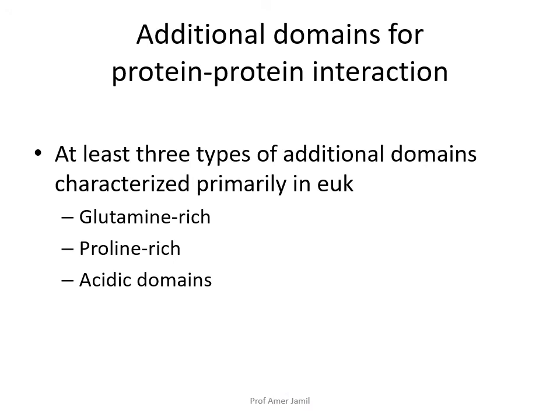There are certain additional domains for protein-protein interaction. At least 3 types of additional domains which are characterized primarily in eukaryotic cells are glutamine-rich, proline-rich, and acidic domains. I have discussed their functions in my previous lecture on eukaryotic gene expression 1.